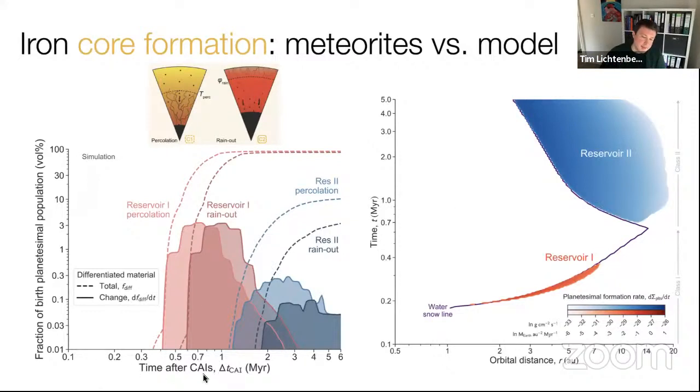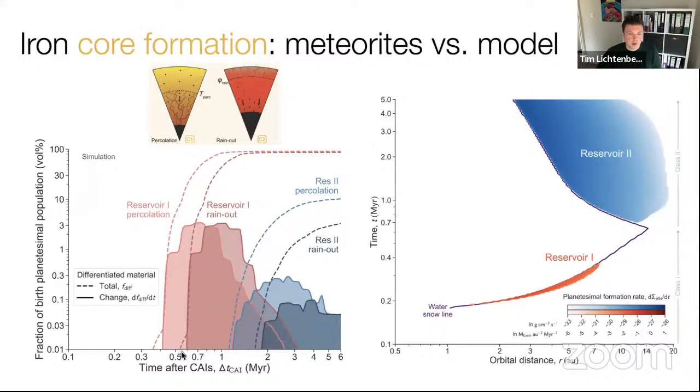So this is time after CAIs in million years, and this is the fraction of the birth planetesimal population, either reservoir one or reservoir two, for these two scenarios that I explained, percolation or rainout. The dashed line style is the total, meaning which fraction of the integrated population experiences core formation from either percolation or rainout. And the solid line with the shaded background is the rate of change. This is basically the moment differentiation happens for a given mechanism in the population. And this is for reservoir one, and this is for reservoir two.